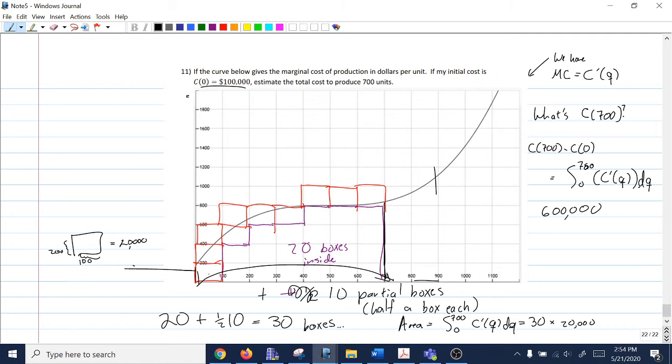If we started at 100,000 as our cost, and our cost is increasing by 600,000, I would say that C of 700 is about 100,000 plus 600,000 is 700,000. Maybe you didn't agree with me on some of the partial boxes, or maybe you said this should count as a partial or a half. That doesn't matter so much. I'm expecting something in the ballpark of 700,000, but show me that you're counting boxes. Show me that you multiplied by the area of the box. Show me that you're doing the right type of thing. I don't care if you're getting the exact same number as me.